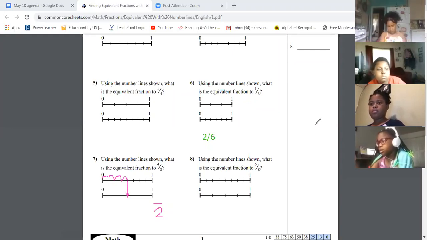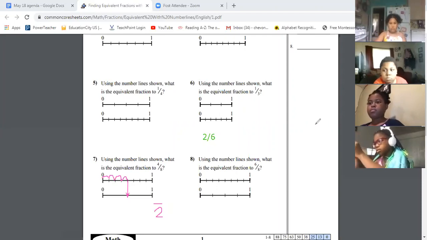Yes, Peyton, you can always get on Zoom with a friend and do it together. One of you would have to share your screen, but yes, absolutely, you can do your work together. I do not mind that.